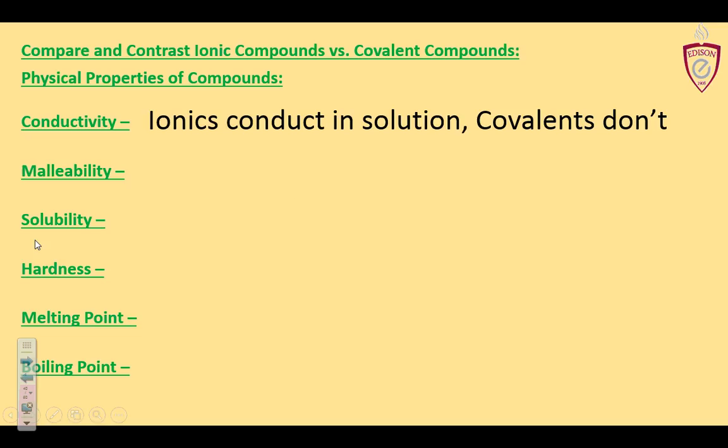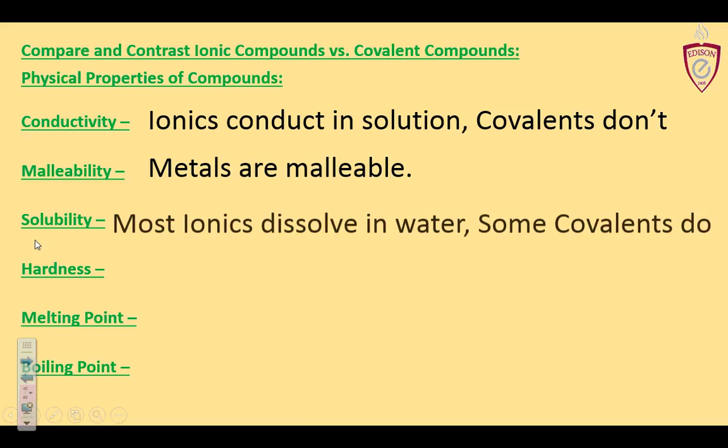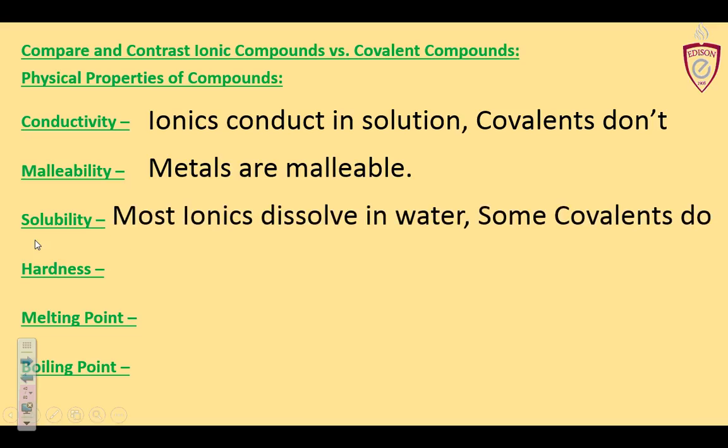Malleability. If something is malleable, that means I can pound it flat into a sheet and shape it. That's just metals. This isn't even ionic or covalent. It's strictly metallic things that are malleable. Throw that in there, keep up to pace with some of those vocab words.